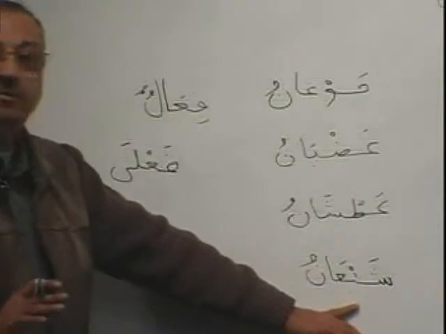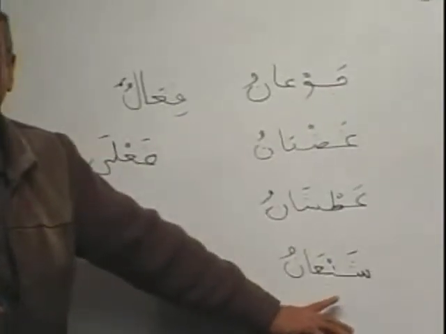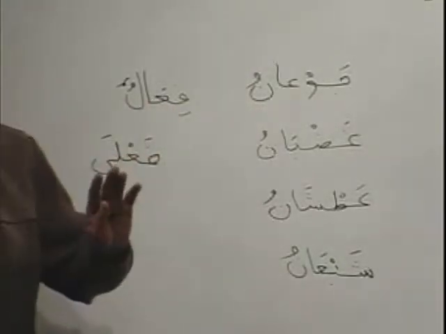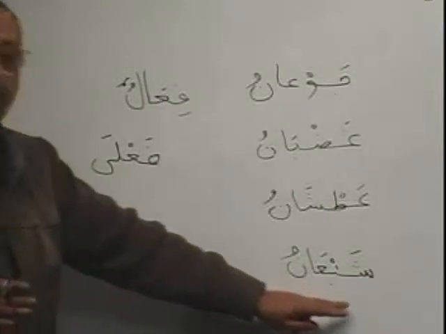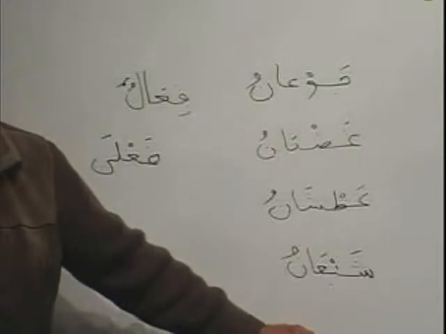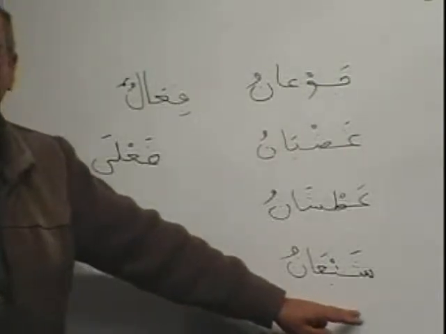So how will you make the fi'alun from here? Shiba'un. Just remember, fa'la, shiba'un. And what will be the muannas on the pattern of fa'la? Shab'a. Got the idea? And what is the verb? Shabiya. To be satisfied. Are you with me, brothers and sisters?